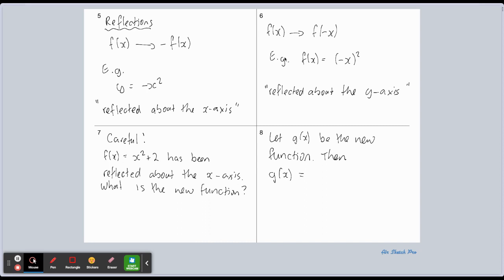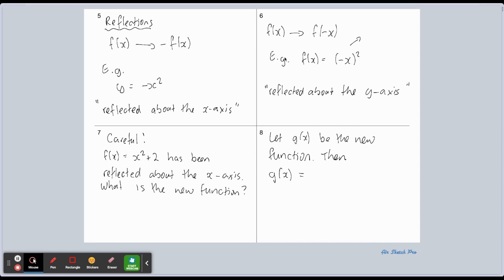And P.S., just so you've got this clear in your head, negative x all squared would be the same as negative 1 times x all squared, which would be the same as negative 1 squared times x squared, which would be the same as x squared. And that's why it's symmetrical. That's the algebraic reasoning why the graph is symmetrical when we don't have any other transformations applied.